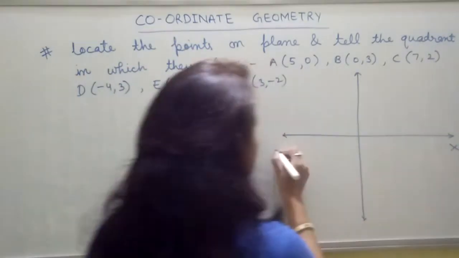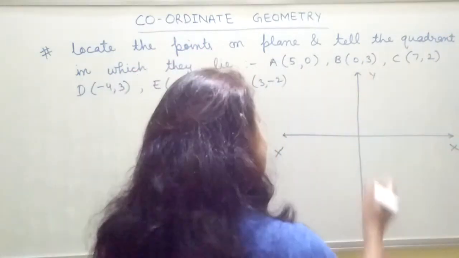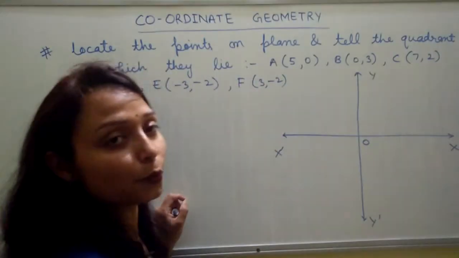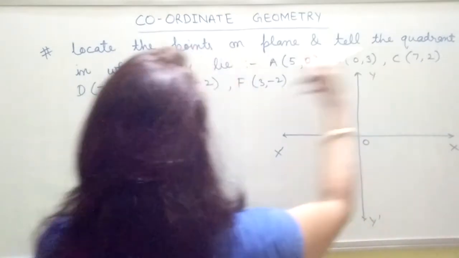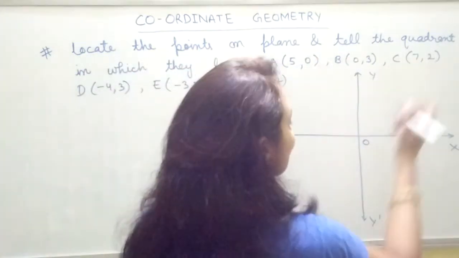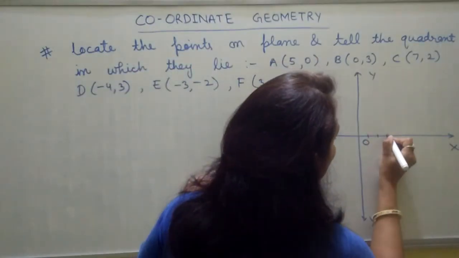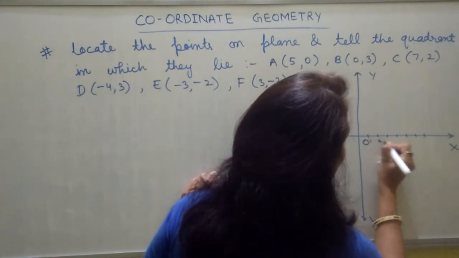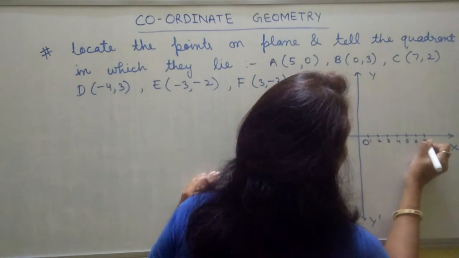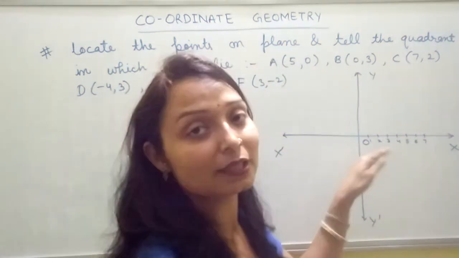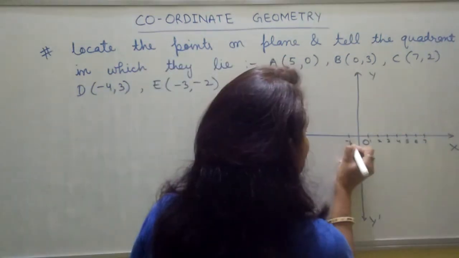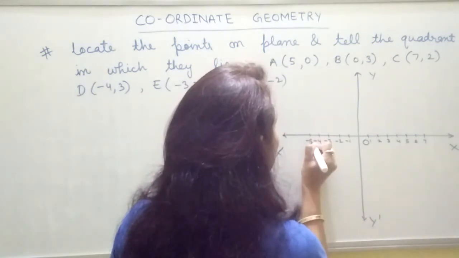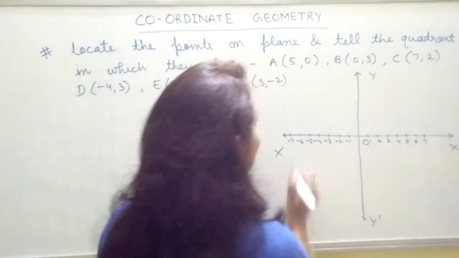This is x, this is negative x, this is y, this is negative y. At the center there is 0, the origin. The maximum value of these points is 7, so I will mark up to 7: 1, 2, 3, 4, 5, 6 and 7. You have to take equal measurements on the graph. Then minus 1, minus 2, minus 3, minus 4, minus 5, minus 6 and minus 7.